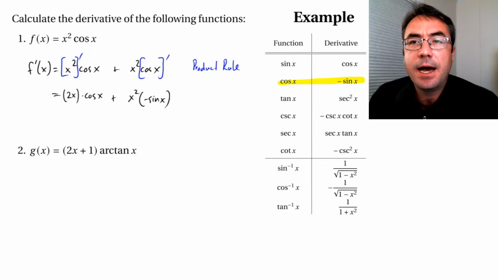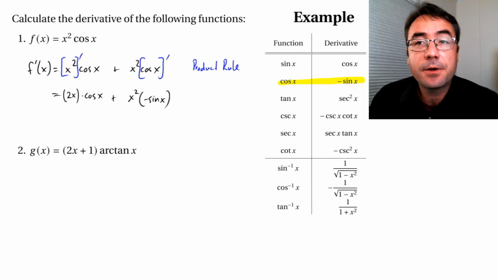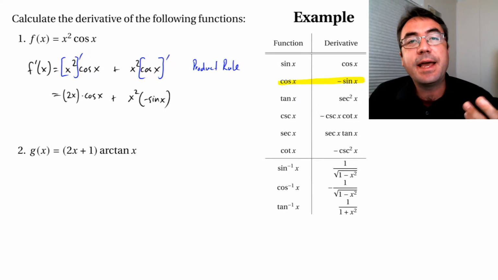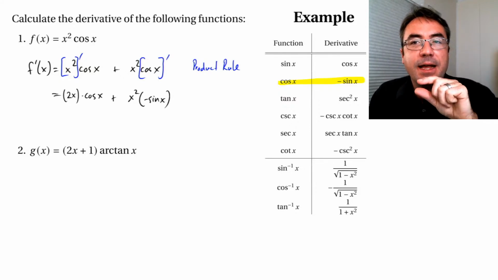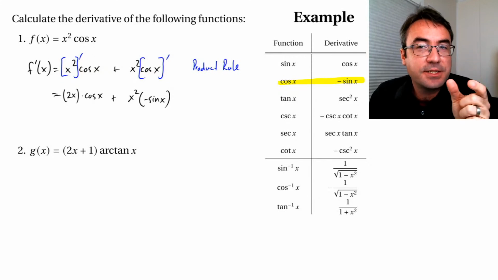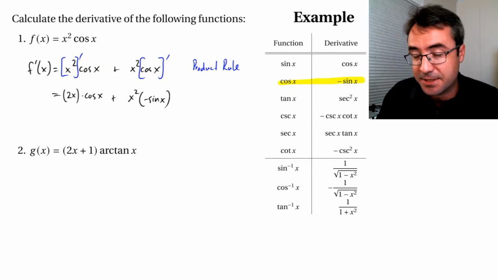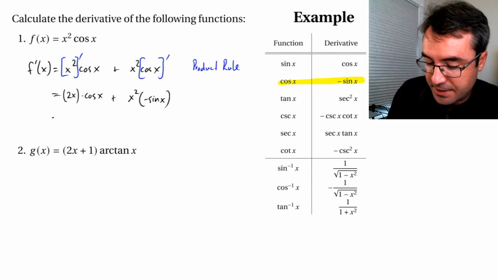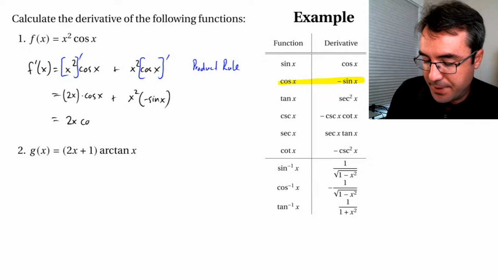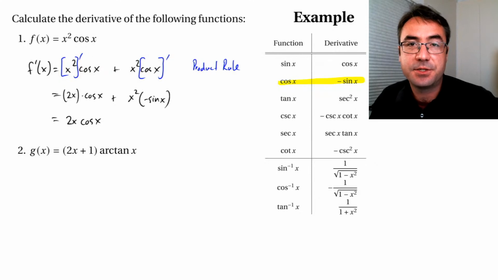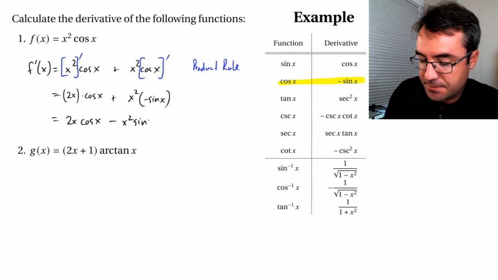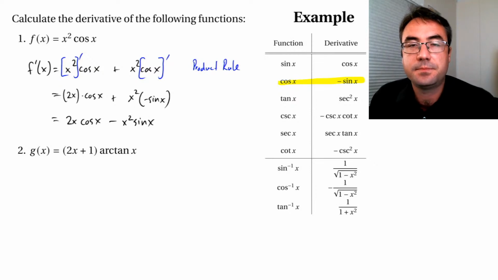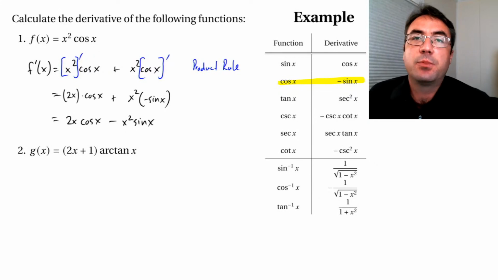So not too bad. Probably to keep things a little bit cleaner, it's easy to lose track of negatives. So as we do more and more of these, there's going to be negatives floating around. And so instead of having it written as plus x squared times negative sine x, it's going to be helpful to rewrite this and put that negative there in the middle. So we'll rewrite this as 2x cosine x minus x squared times sine x. So that's where I would stop with that one.